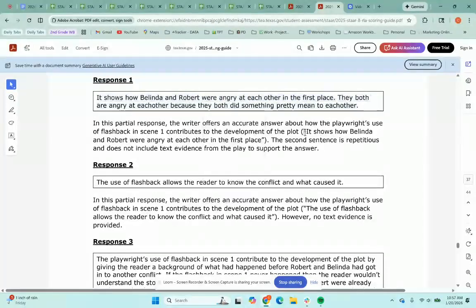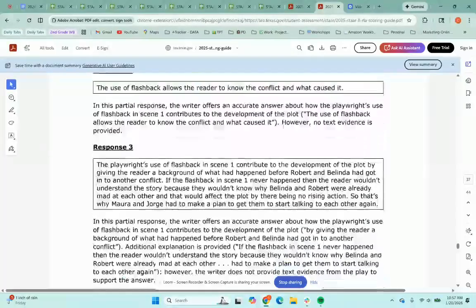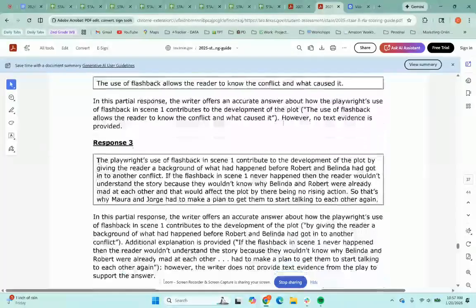Okay, where's your text evidence? So it just got 1 point because they didn't put the text evidence. Let's look at this one. They wrote a lot, but they only got 1 point.